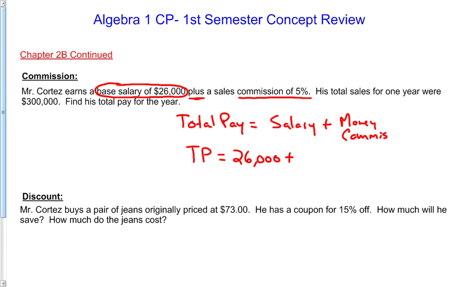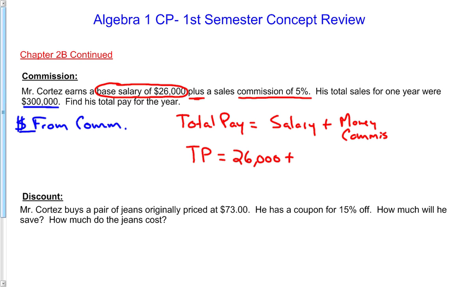Well, commission problems, discount problems, sales tax problems, markup problems, they always do this. They give you a rate. So the commission is 5%, and then they give you some sort of total amount. For commission, that total amount is the $300,000 in sales. So to figure out how much he makes just from commission alone, I'm going to put dollars from commission.